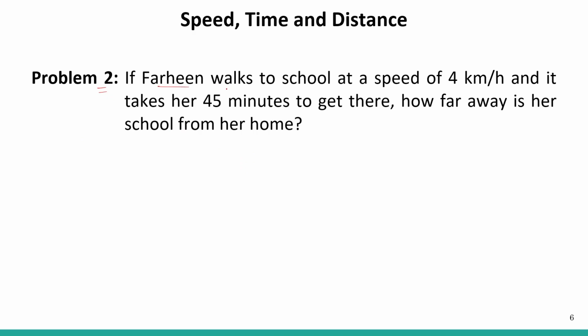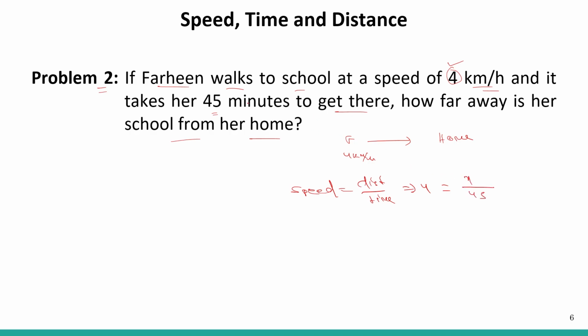If Fareen walks to school at a speed of 4 km per hour, it takes 45 minutes to get there. How far away is her school from her home? The speed of Fareen is 4 km per hour, and it takes her 45 minutes. Speed is equal to distance by time, so 4 is equal to distance by time. Distance is unknown here, so let it be x, and time is 45 minutes.